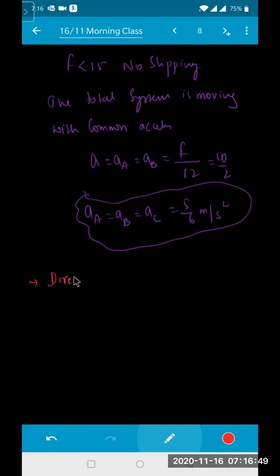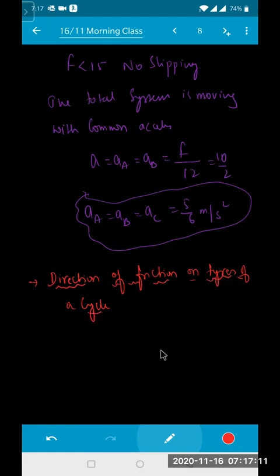Direction of friction on tires of a cycle, bicycle anko. So we are talking about the friction on the tires of a bicycle. Chudu, if this is your bicycle, beta.